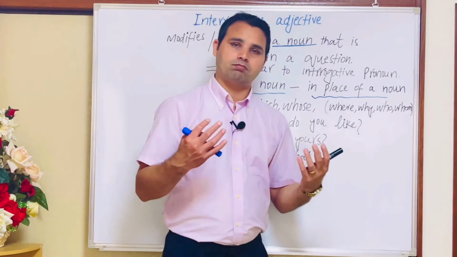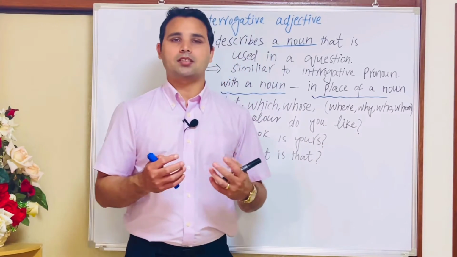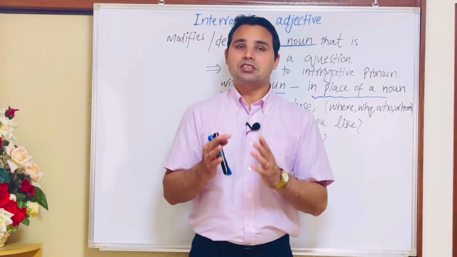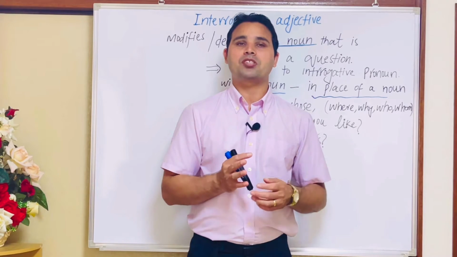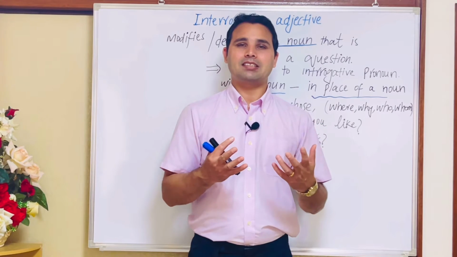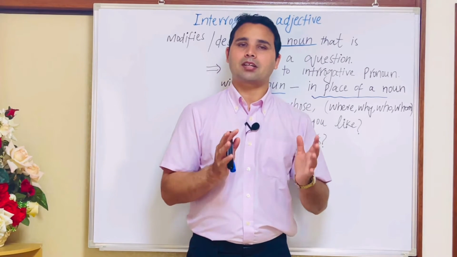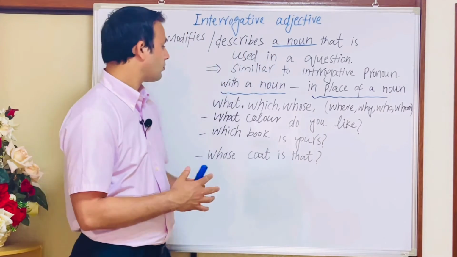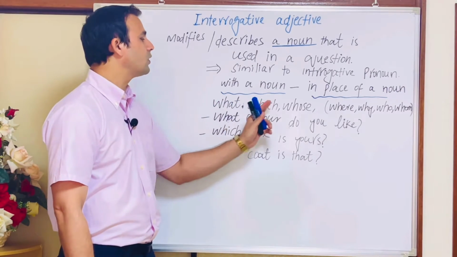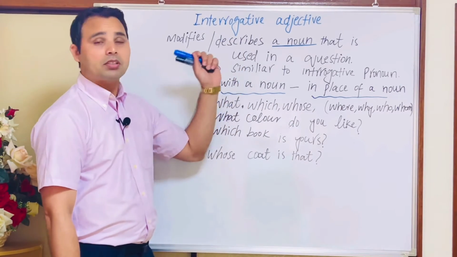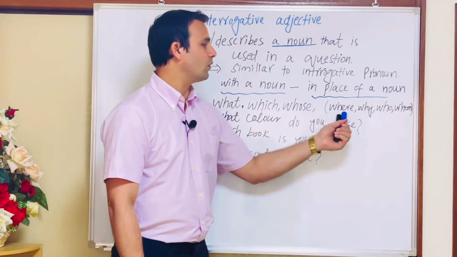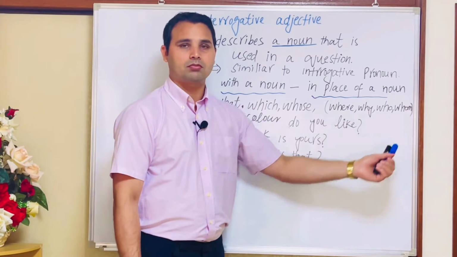If you remember the last videos, we studied interrogative pronouns. So interrogative pronouns and interrogative adjectives are almost similar. There is a little difference. Similarity is that both are used to raise a question, and the difference is that there are only 3 interrogative adjectives: what, which, and whose. But interrogative pronouns are 7, like what, which, whose, where, why, who, and whom.